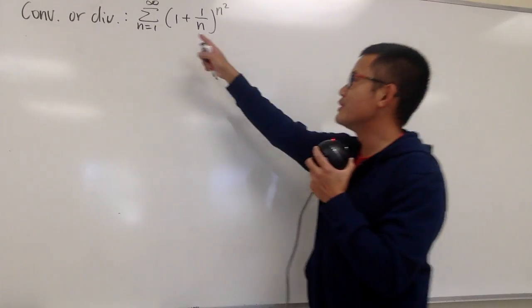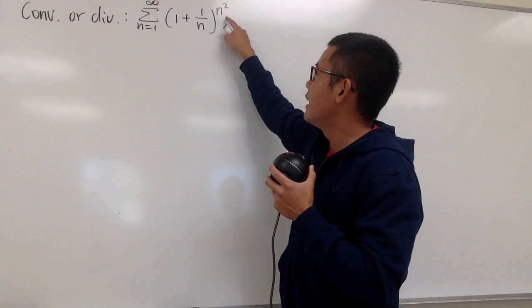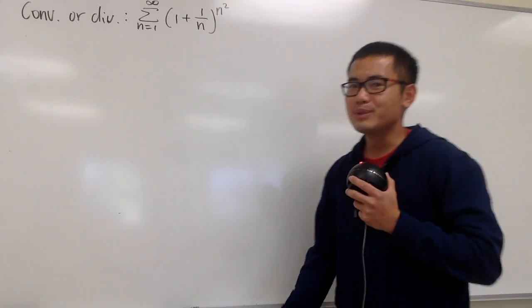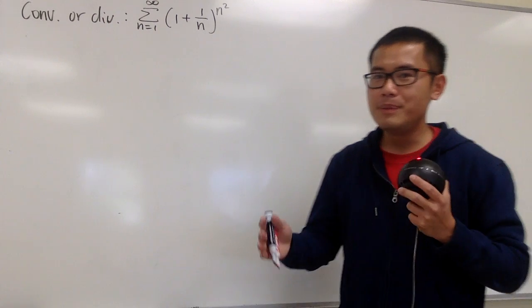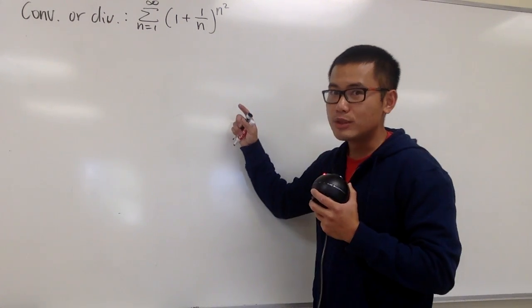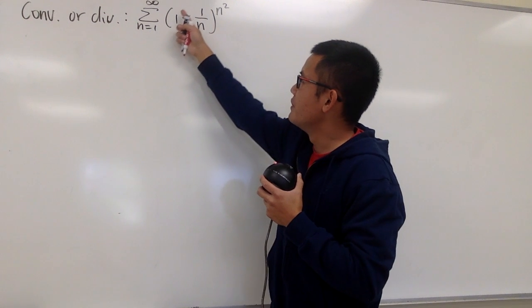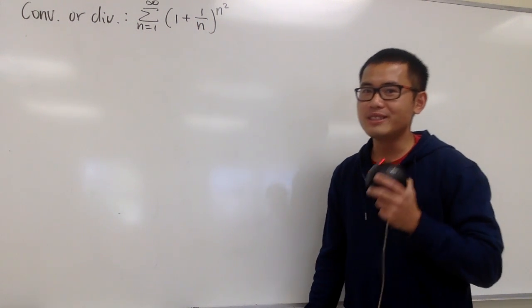Converge or diverge: the series as n goes from 1 to infinity of (1 plus 1 over n) raised to the n squared power. As we can see, we have the n in the exponent, so maybe we can use the ratio test or maybe the root test, right? Well, I'm not going to use the ratio test because we have this right here with the n inside. So let me just use the root test first.